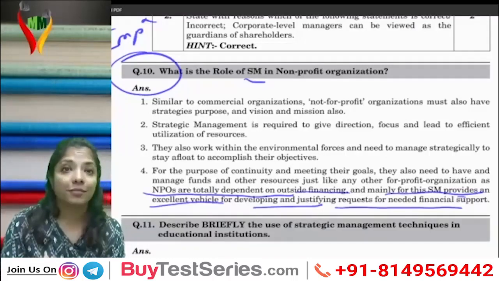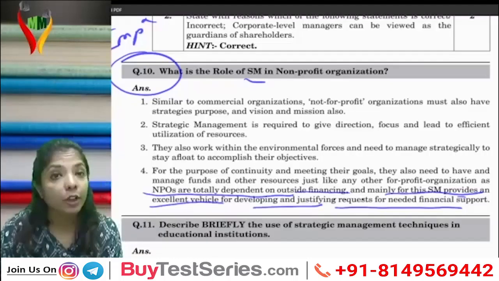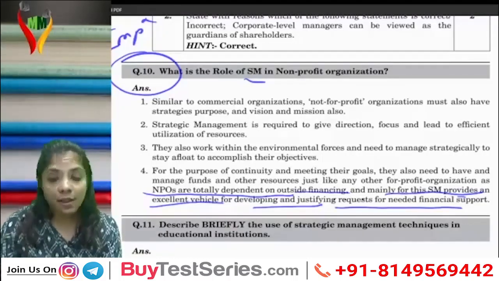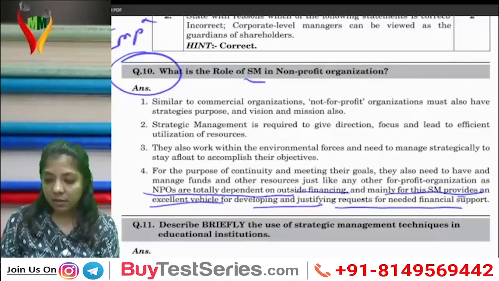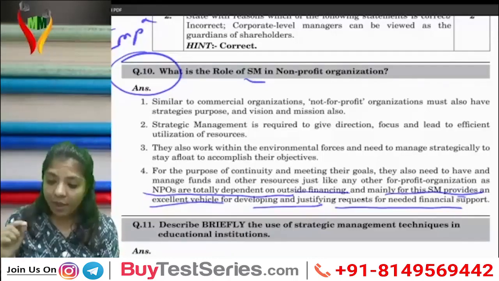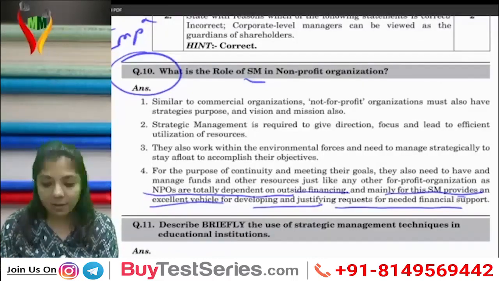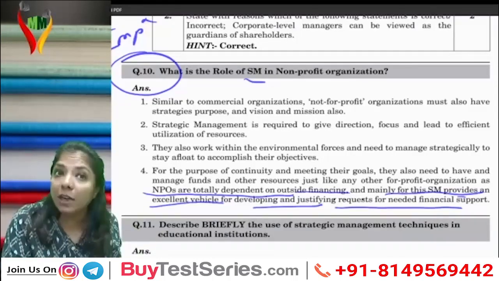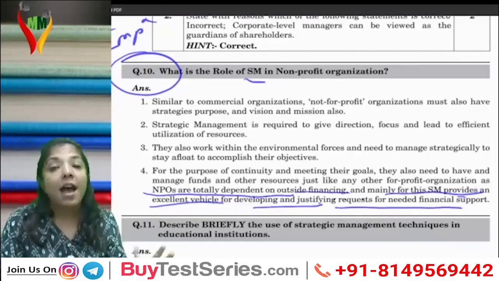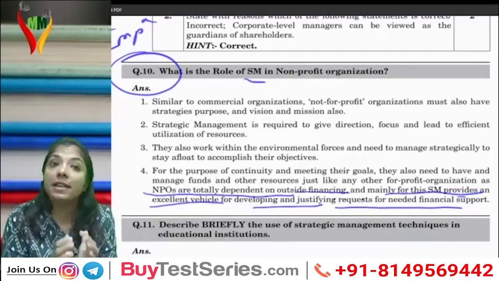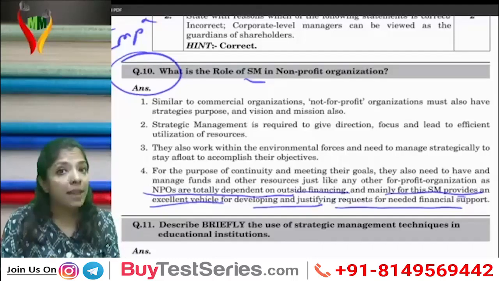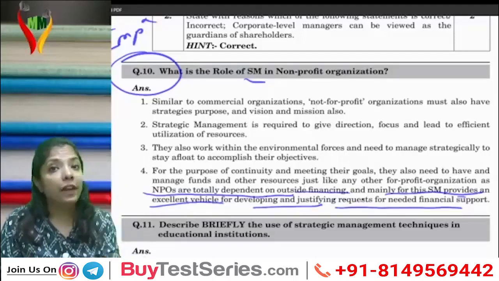See the language, read the fourth point again. For the purpose of continuity and meeting their goals, they also need to have and manage funds and resources. They need money, and what do they totally depend on? Outside financing. And for that, SM provides an excellent vehicle. Excellent vehicle means excellent means for developing and justifying needed financial support.